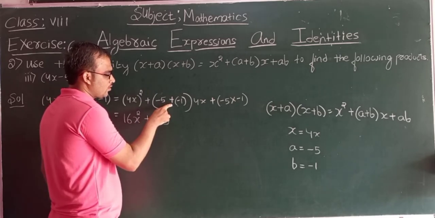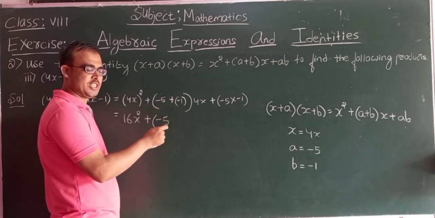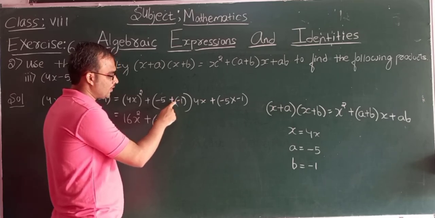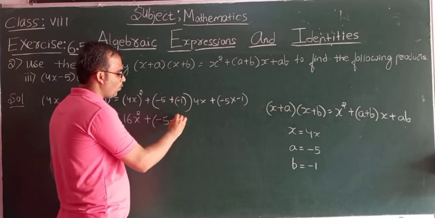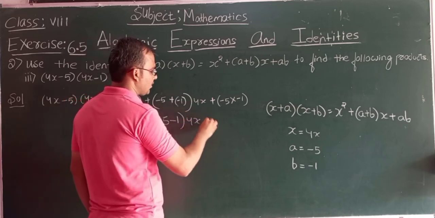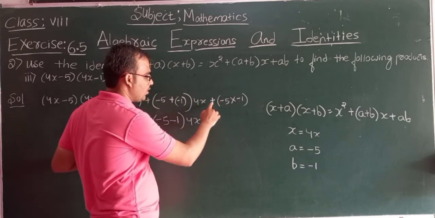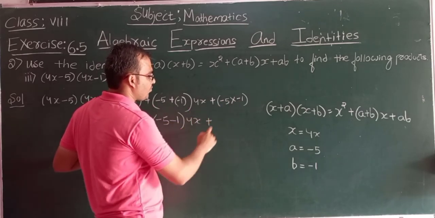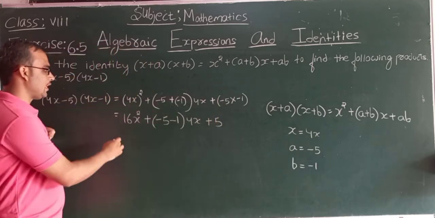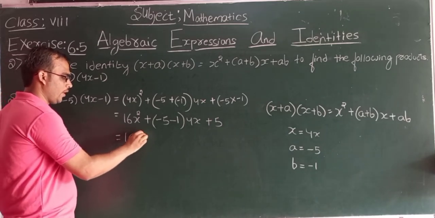Now look here students. As I told you, if there is a bracket, there will be a multiplication operation. Here plus, and in the bracket minus is there. So plus into minus will be minus 1, bracket close, 4x plus. Now minus into minus will be plus. Next, 5 ones are 5, and 16x square.